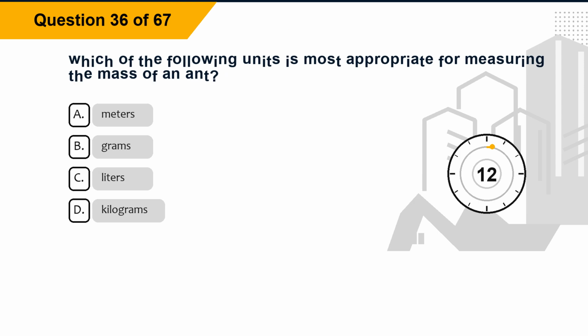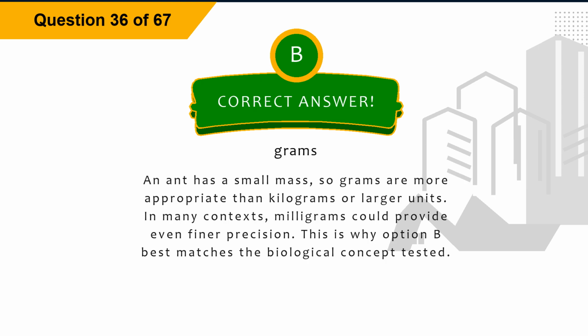Question 36. Which of the following units is most appropriate for measuring the mass of an ant? Option A, meters. Option B, grams. Option C, liters. Option D, kilograms. The correct answer is option B, grams. Explanation. An ant has a small mass, so grams are more appropriate than kilograms or larger units. In many contexts, milligrams could provide even finer precision. This is why option B best matches the biological concept tested.